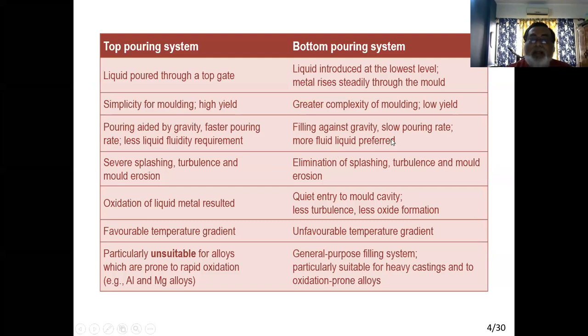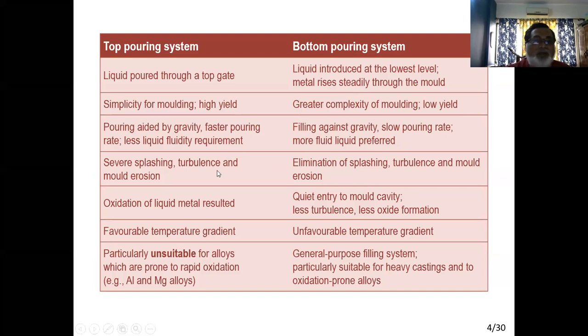On the other hand, in the bottom pouring system, filling is against gravity, so pouring is slow, and a more fluid liquid is preferred because the velocity is decreasing, so more time is needed to fill the mold cavity. So you need higher fluidity of the liquid metal.